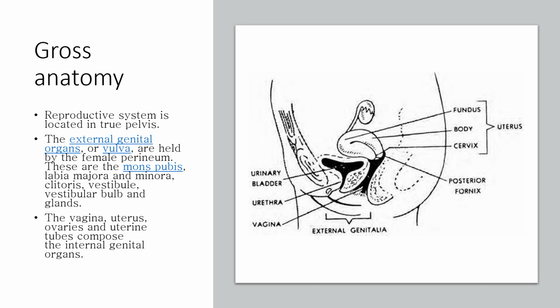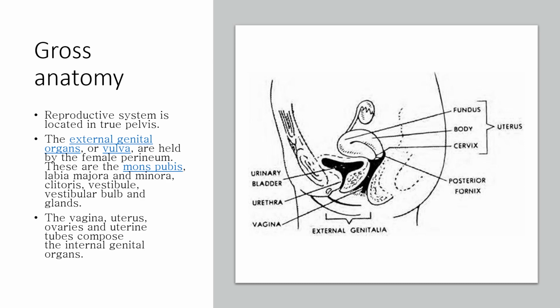Okay. So the external genitalia or genital organs of the vulva are held by the female perineum. What is perineum? Perineum is a different topic. I'll discuss it in the later videos. Okay. So these are the mons pubis, labia majora and minora, clitoris, bulb, and the glands. Okay. The vagina, uterus, ovaries, and uterine tubes compose the internal genital organs.